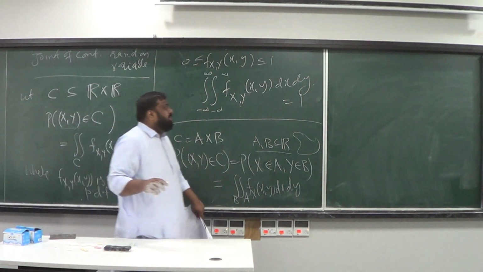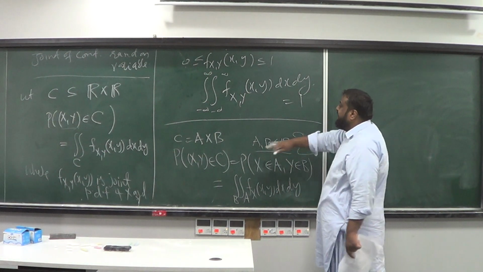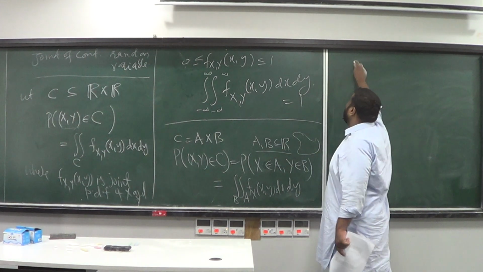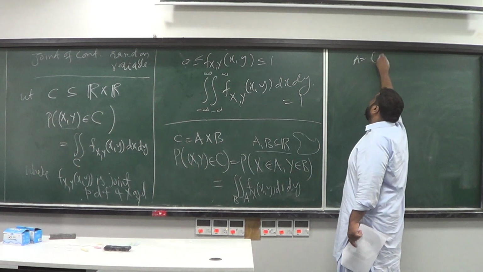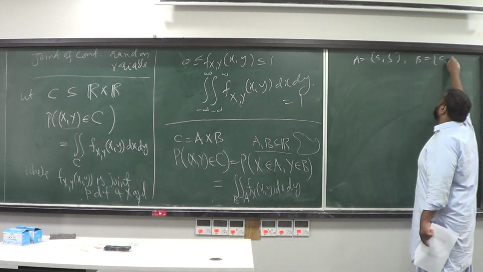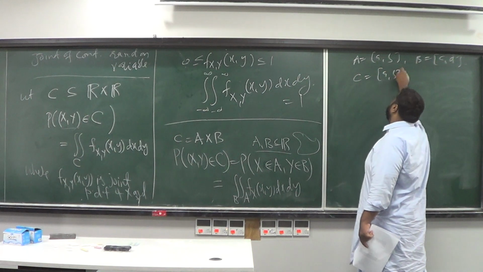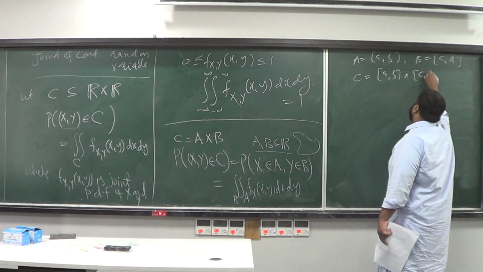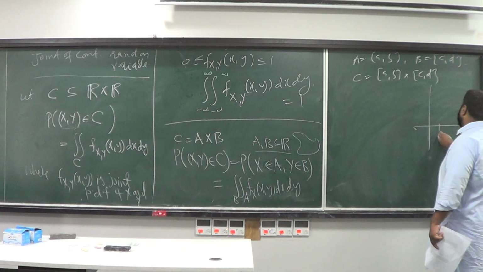For example, you can have a situation where your region C is a rectangle. In other words, A is an interval, say a to b, and B is an interval c to d. Then C is this rectangle, [a, b] cross [c, d]. You can see this in two dimensions. So you can say that my A is here.